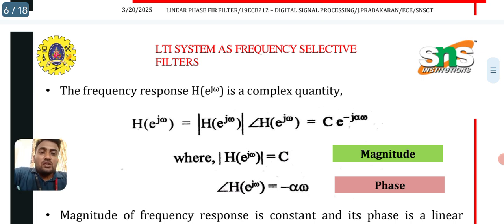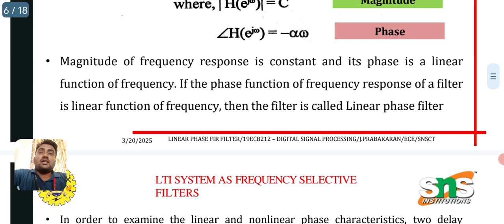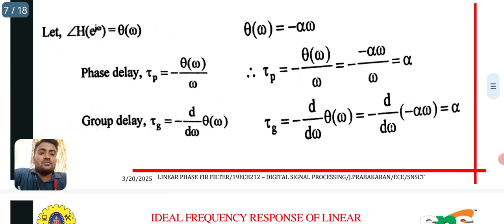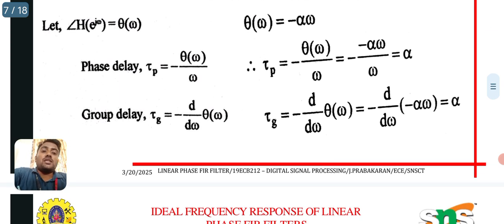Also, for the frequency response H(e^{j omega}), there is the magnitude response and the phase response. Magnitude response is the magnitude of H(e^{j omega}). Phase response is the phase of H(e^{j omega}). Also, this FIR filter has two types. First one is linear phase FIR filter. Another one is non-linear phase FIR filter. For a symmetric FIR filter, theta is equal to minus alpha omega, and both phase delay and group delay are constant in a symmetric FIR filter.